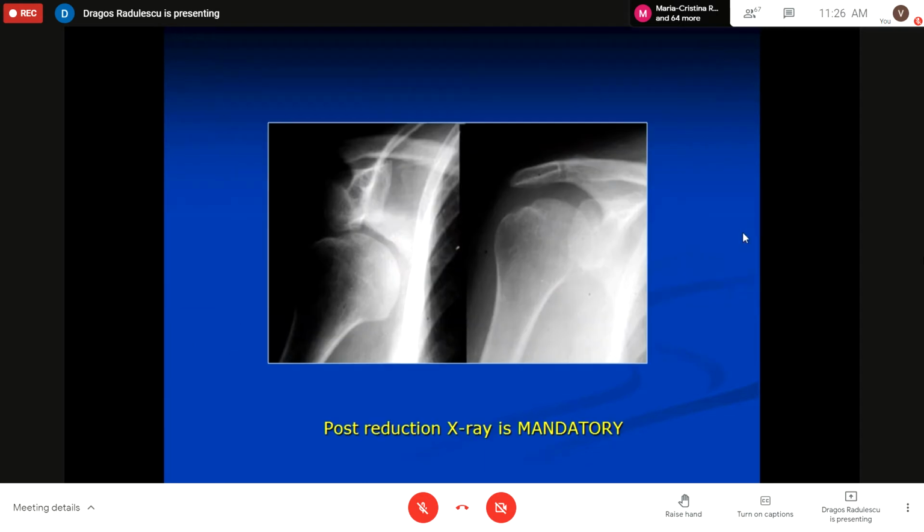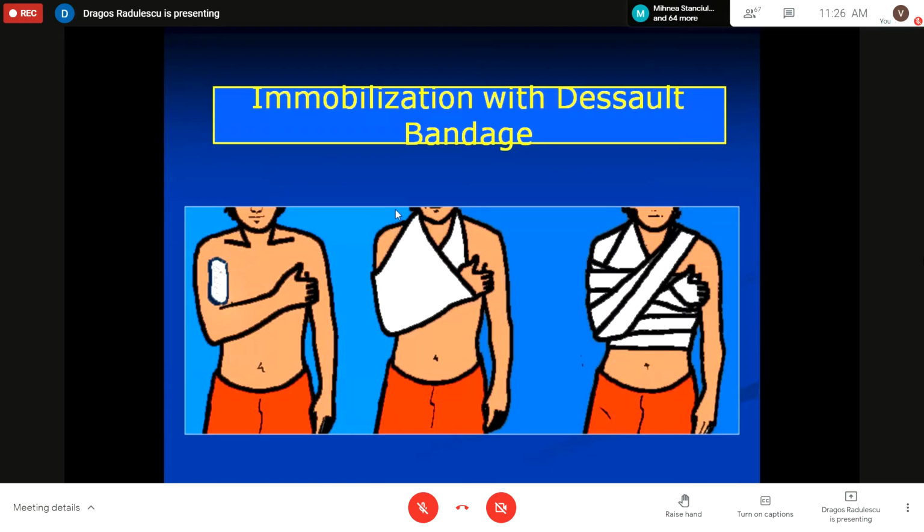Okay, after you do your reduction, you send the patient again. Whatever reduction you do, doesn't matter. You always need to send the patient back to X-ray after this maneuver, so you can see that you did it properly and didn't cause any complication. And after that, you need to immobilize the dislocation. How do you do this? You use the Dessau bandage.